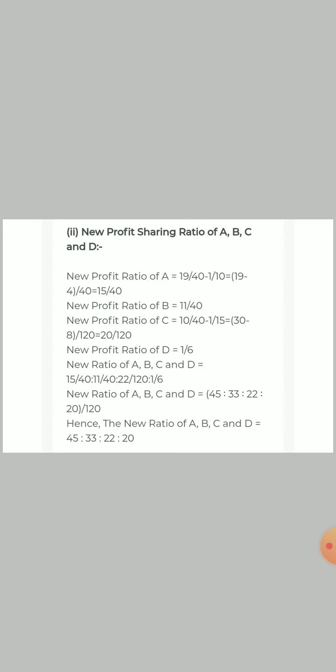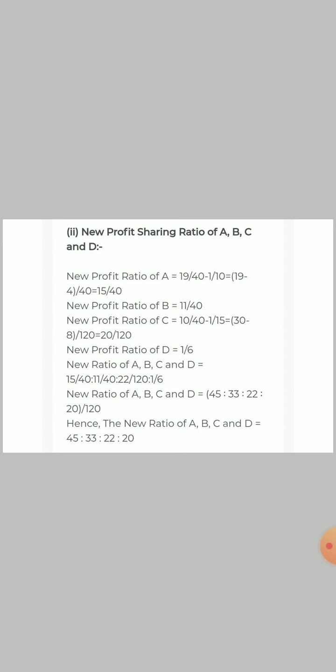B's share is 11/40, he gave nothing, so his ratio will remain the same. C's share was 10/40, he gave 1/15, so his share will be 22/120, and D will get his total share 1/6. So the new ratio will be 15/40, 11/40, 22/120 and 1/6, or by simplifying we can say 45, 33, 22 and 20.